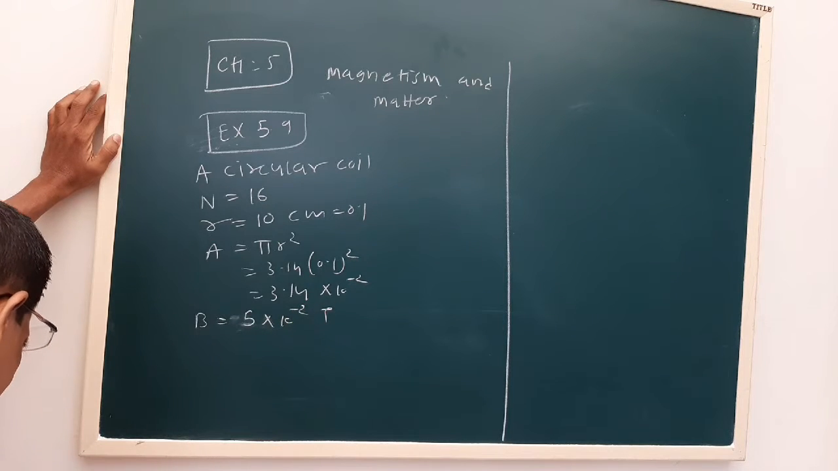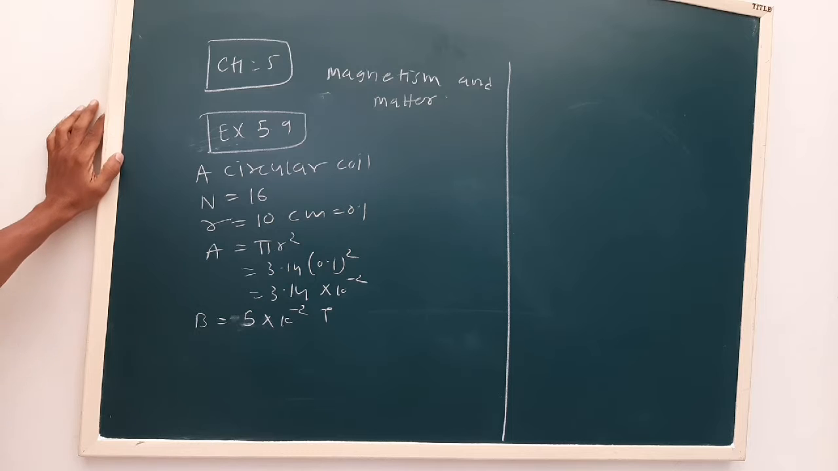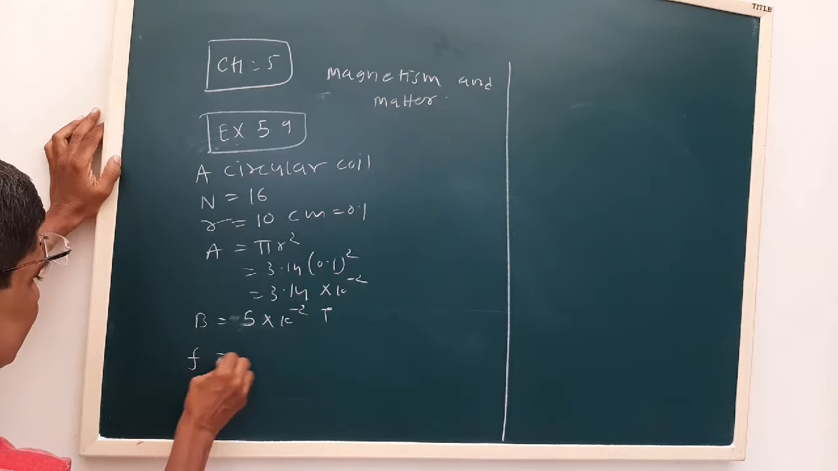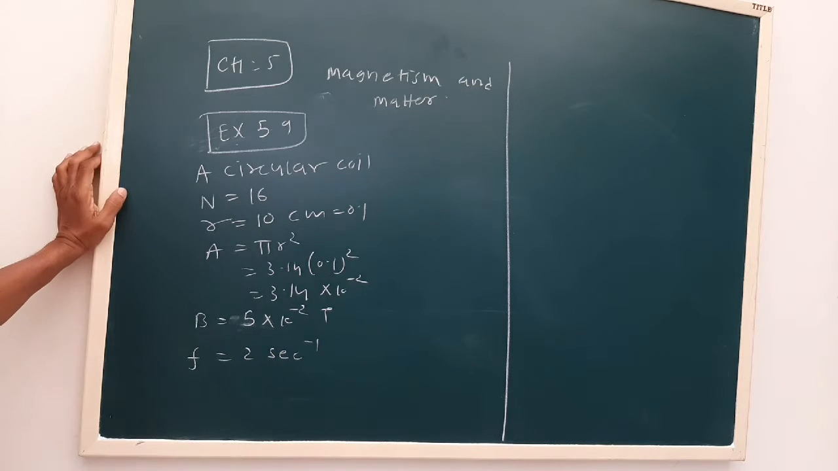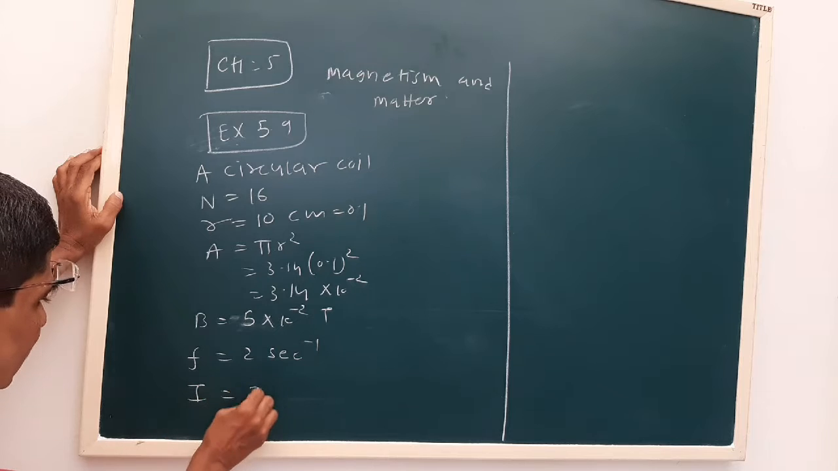The coil is free to rotate about the axis in a plane perpendicular to the field direction. When the coil is slightly turned and released, it oscillates about the equilibrium position with a frequency of 2 seconds inverse. What you have to find out is the moment of inertia about the axis of rotation.